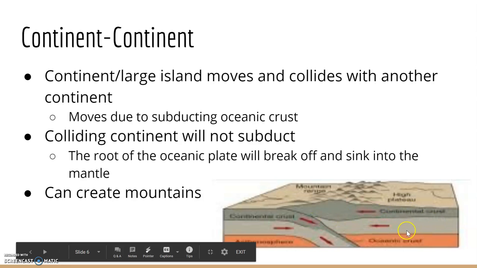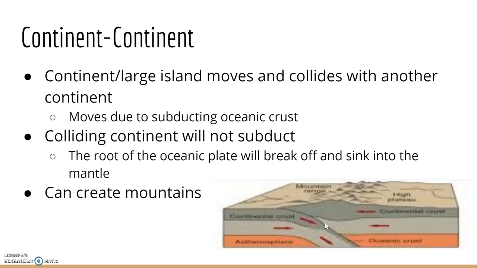So in this picture down here, the right side will be the one that is colliding with the left side. So for this, they are both the same densities, but because they are using force, the right side will go over, and the root of the oceanic plate will break off and sink into the mantle. This plate boundary can often create mountain ranges, and it will not be volcanoes, and it will just be mountains.